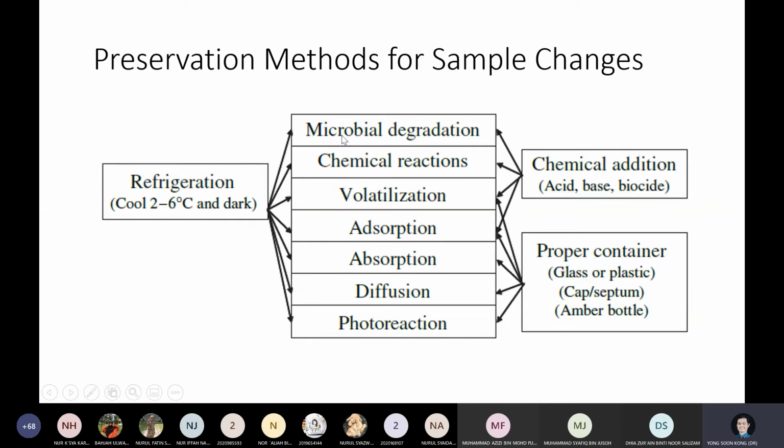Now, why do we want to do these two things is to restrict. No, we cannot stop microbial degradation and everything that is listed right here, but at least we can slow it down. So the idea of preservation is to slow down the changes so that you have enough time to analyze them. Because why? We want to analyze the water sample and we want it to represent the actual condition. So if you do not do the preservation, then by the time you sample and bring it back, it's already different. So what's the point? Might as well you do on-site measurement.